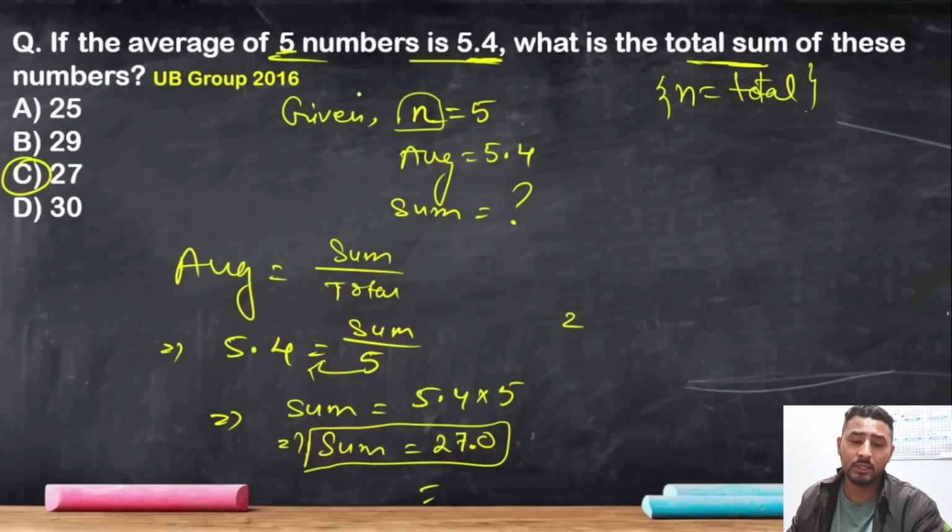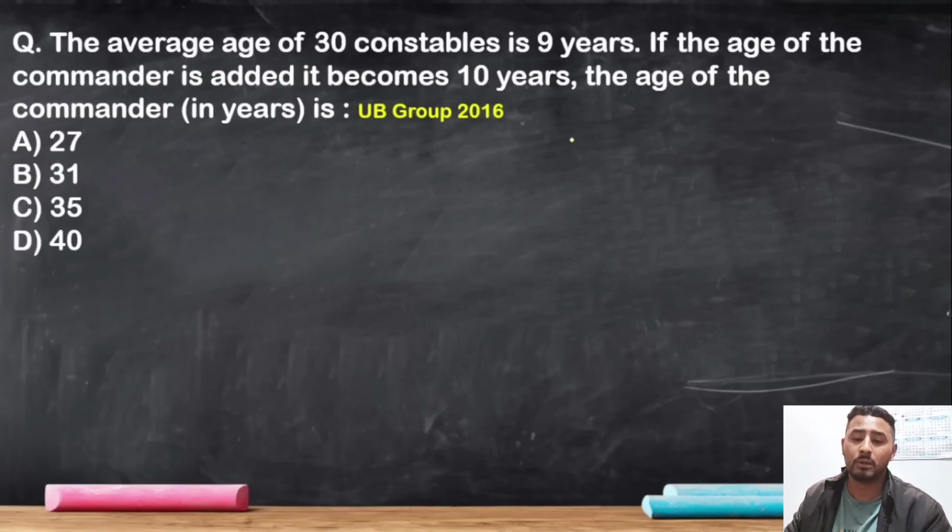See, this has already come in the group exam 2016. One more from the 2016 group exam. The average age of 30 constables is 9 years.